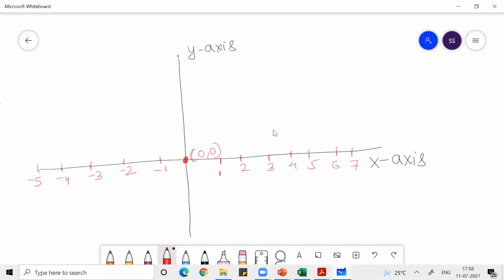Similarly, above this line, this y-axis is a vertical axis. I hope you understand the meaning of the words vertical and horizontal. So above this is your vertical axis, positive values: 1, 2, 3, 4, 5 like this. And here below it is the negative values of the vertical axis. Clear, everyone?